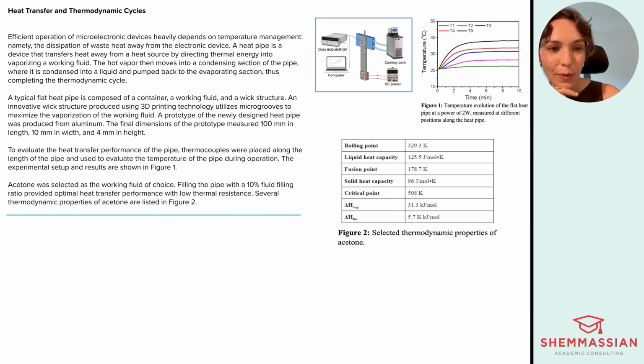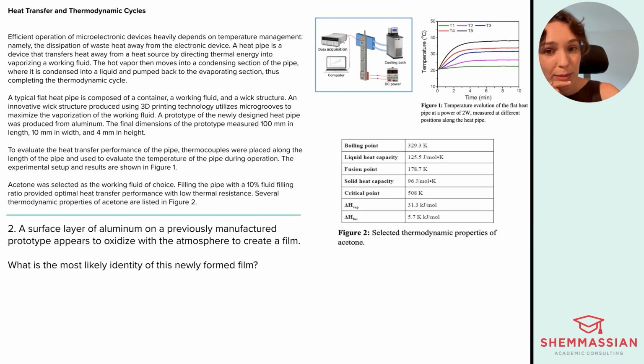All right, now let's look at question 2. It reads, a surface layer of aluminum on a previously manufactured prototype appears to oxidize with the atmosphere to create a film. What is the most likely identity of this newly formed film? So right off the bat, what keywords pop out for us to underline here? Oxidize is the one that sticks out the most to me.